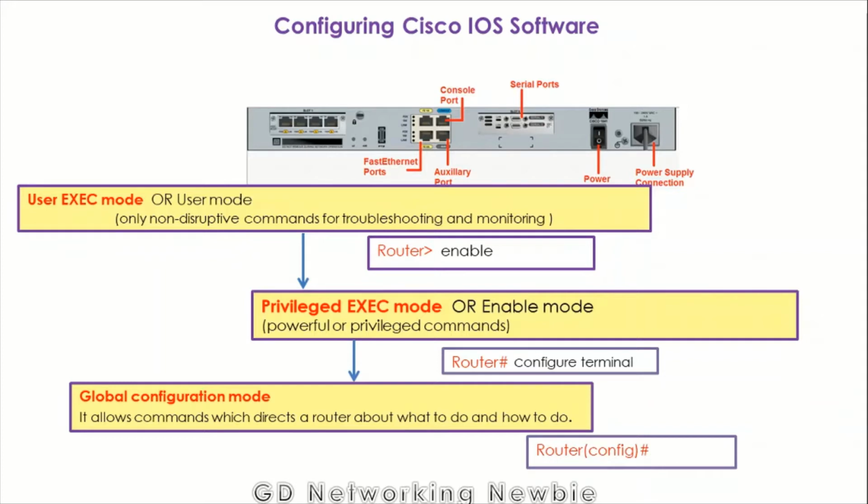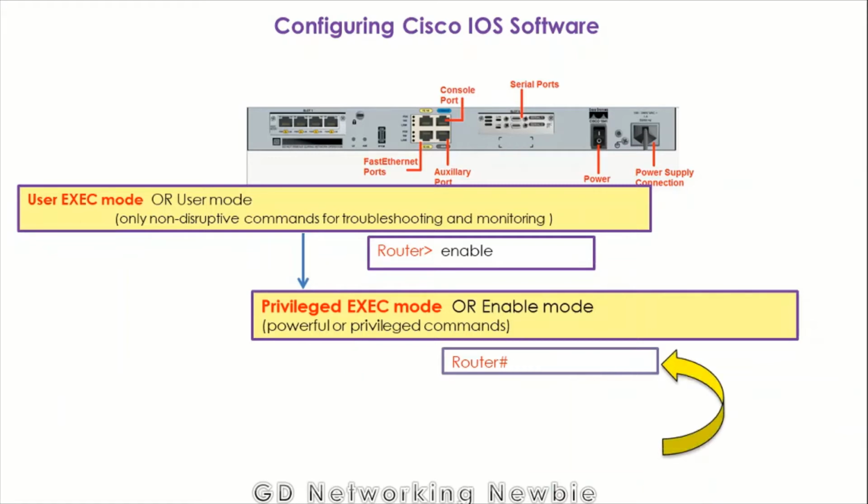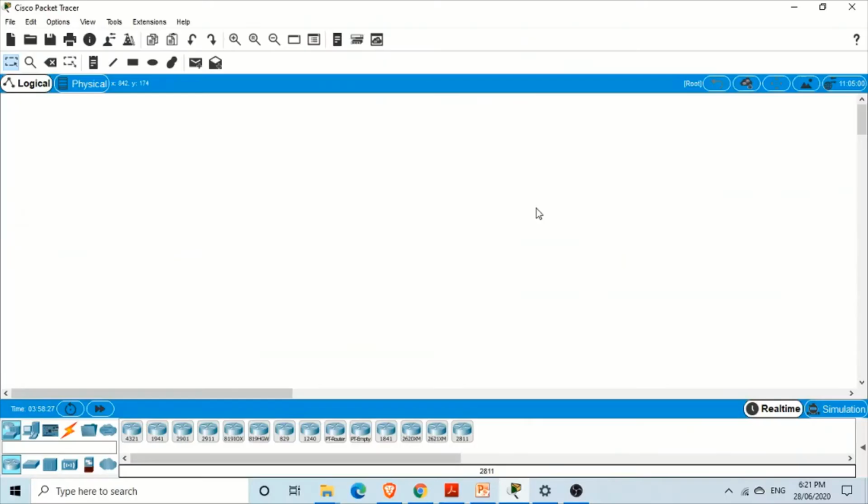And if now we want to move from this global configuration mode back to the privilege mode, then we can use a command that is end. Or we also have a shortcut key that is Control Z. So any of these will move us back to the privilege mode. So end and press enter. And this is how we will move again back to the privilege mode. So from global configuration mode, we are back to the privilege exec mode.